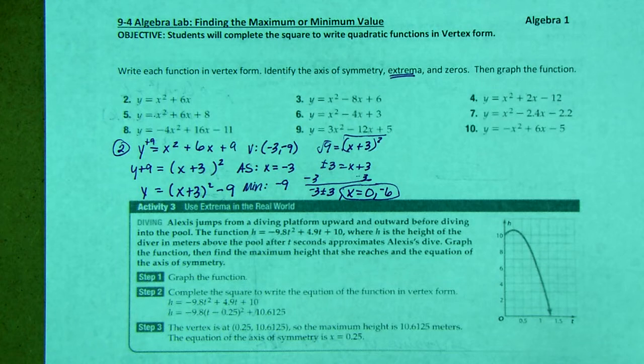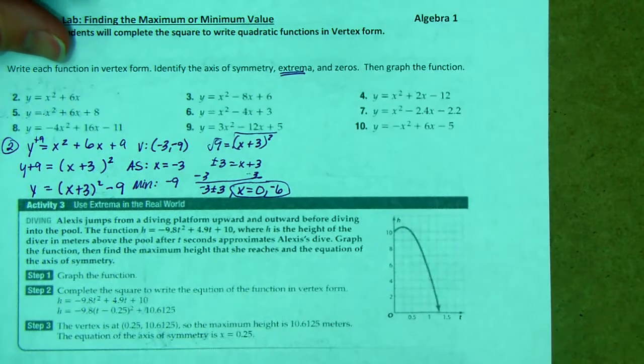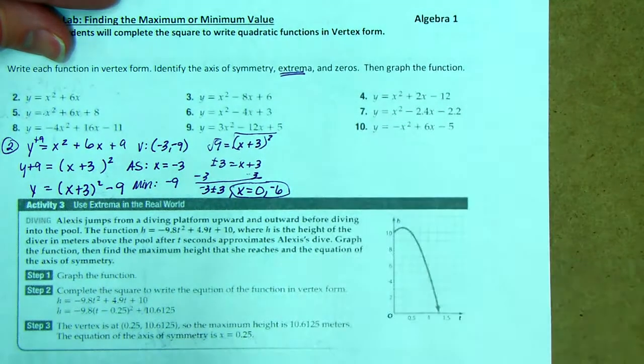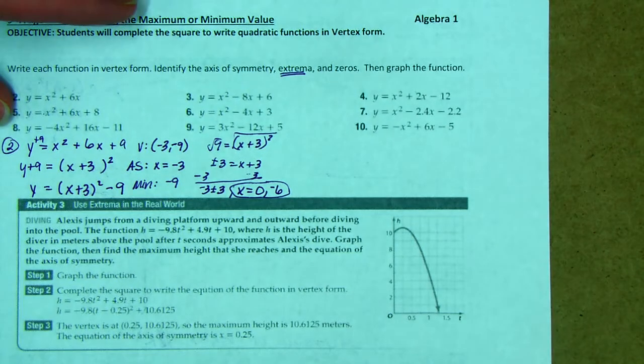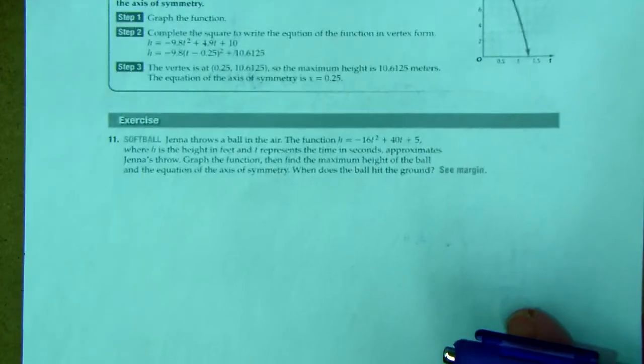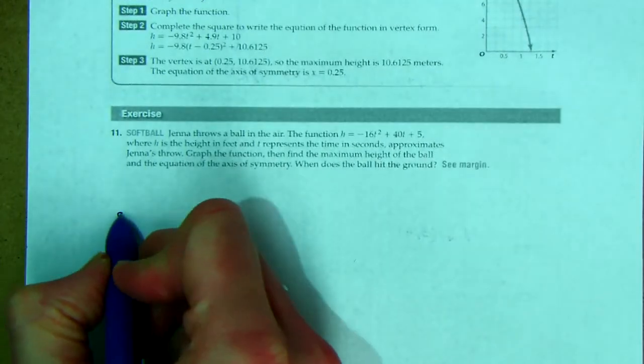And just for the sake of doing another one, let's look at number 3. Actually, you know what? I'm not going to do number 3. Let's do something where we've got to factor it out. Let's look at number 8. Okay, I'm going to put that work down here. Number 8 is y equals -4x squared plus 16x minus 11.